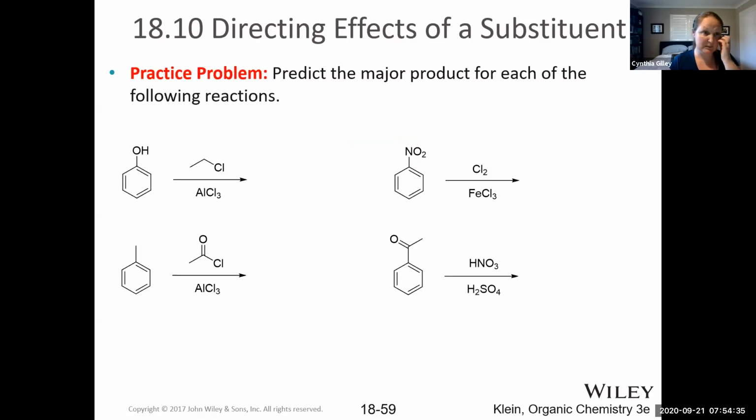Let's do some practice problems. Okay, we are going to predict the major product for each of the following reactions. The goal here is to look at the group on the benzene ring. Think about if it's going to be an ortho-para director or a meta-director. Remember, ortho-para directors always direct para first. And think about the incoming electrophile, right? And put it onto the ring in the correct placement, to either put it in the ortho, meta, or para position. Go ahead and stop, and we can go over it when you're ready.